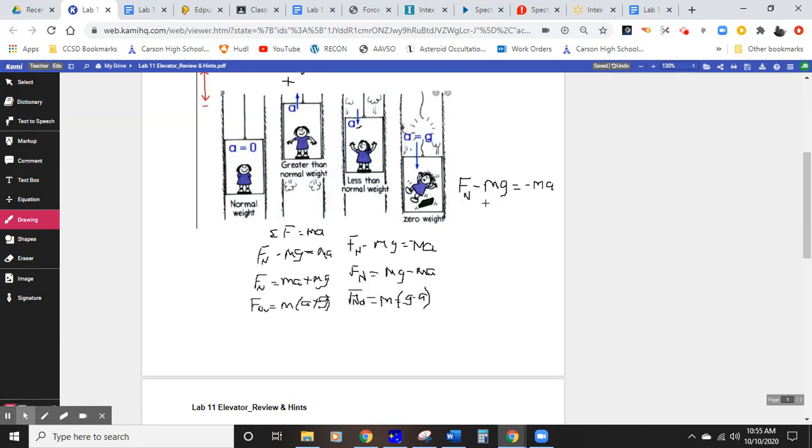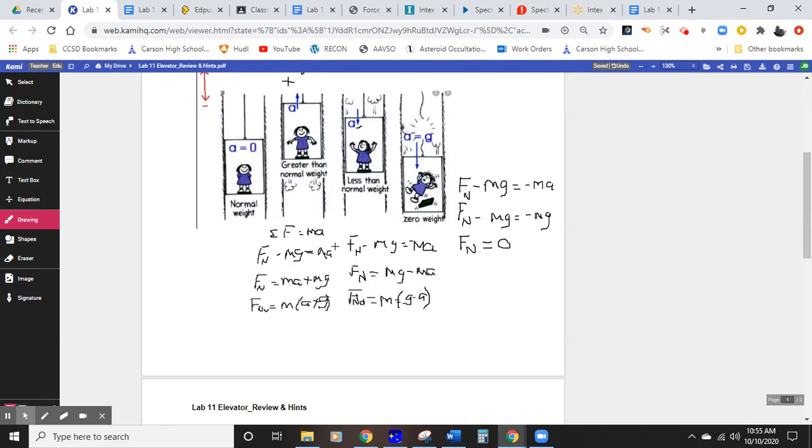Let's go ahead and substitute in the values here. So here we have Fn minus mg equals minus mg. So they're the same. That means the normal force is now going to equal 0. It doesn't mean there's no gravity, it just means it's been countered or canceled out temporarily. So the normal force is 0, therefore you are weightless.